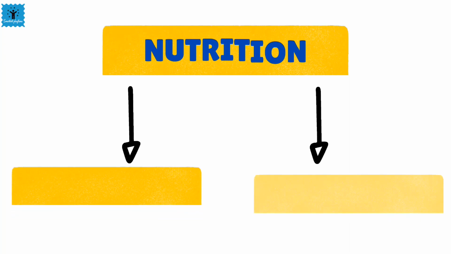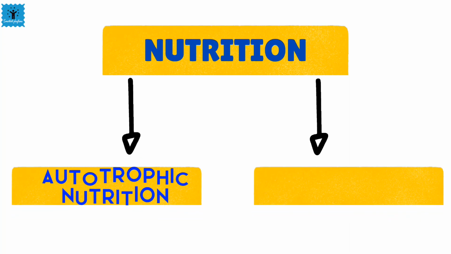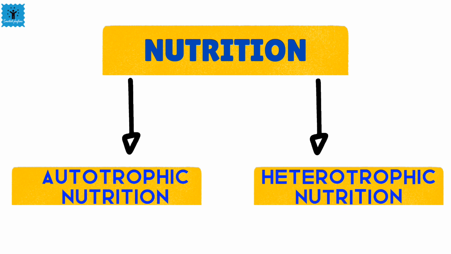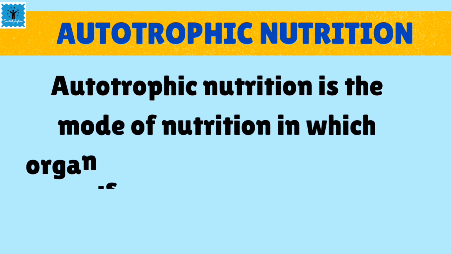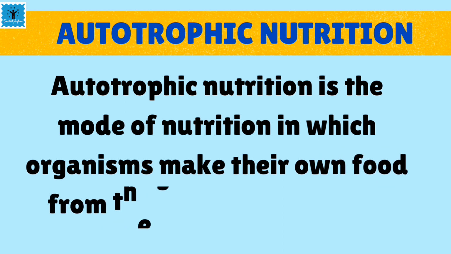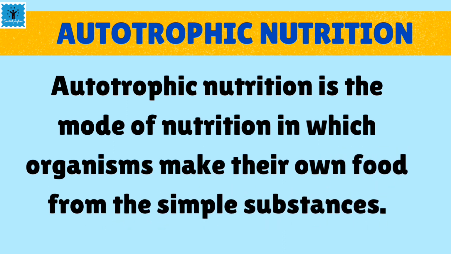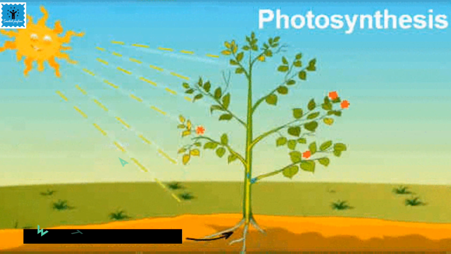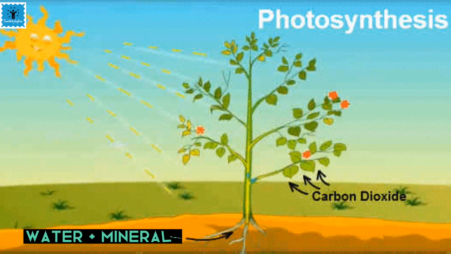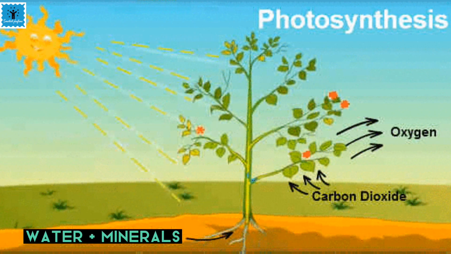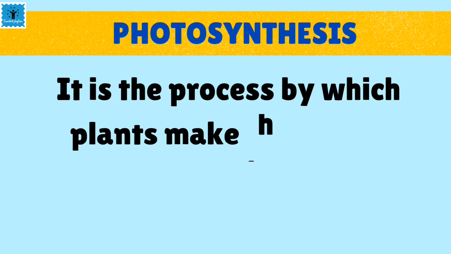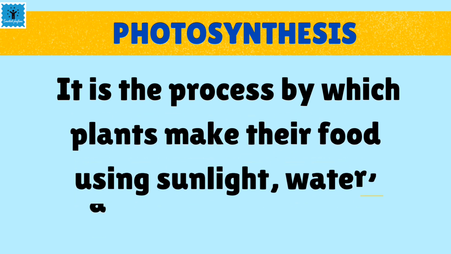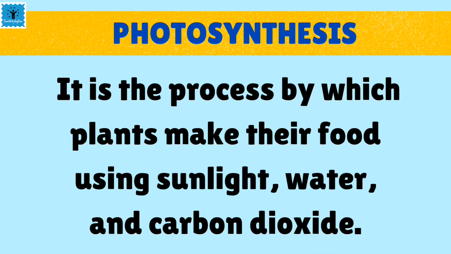The mode of nutrition is divided into two categories: Autotrophic nutrition and Heterotrophic nutrition. The mode of nutrition in which organisms make their own food from simple substances is called Autotrophic nutrition. For example, green plants. Green plants use carbon dioxide, water, minerals, and other raw material to prepare their own food by the process called photosynthesis.